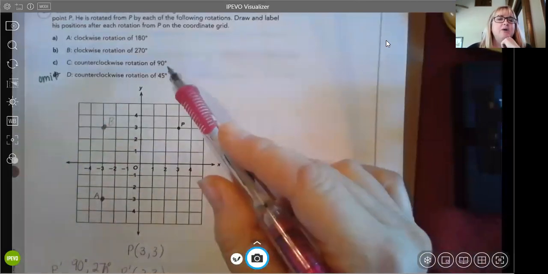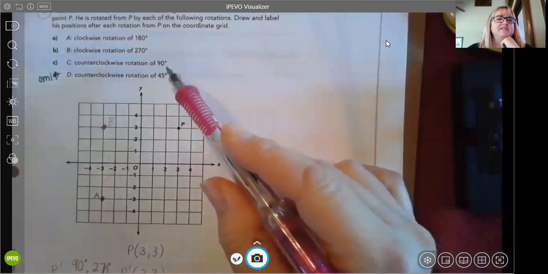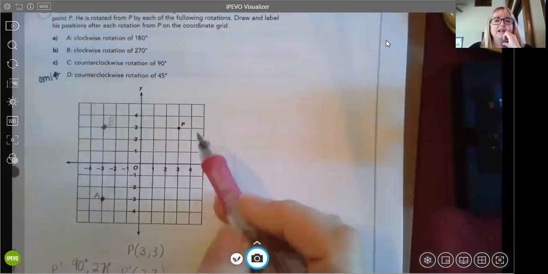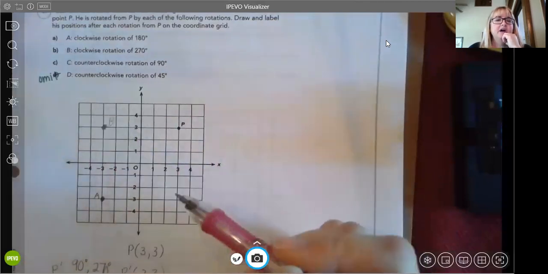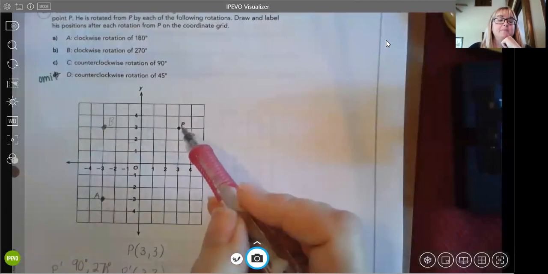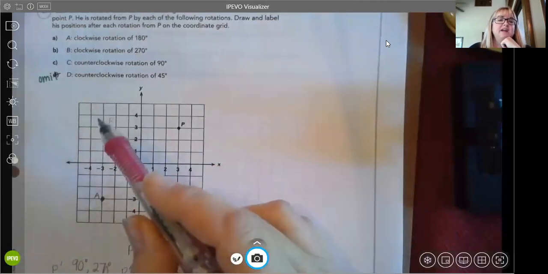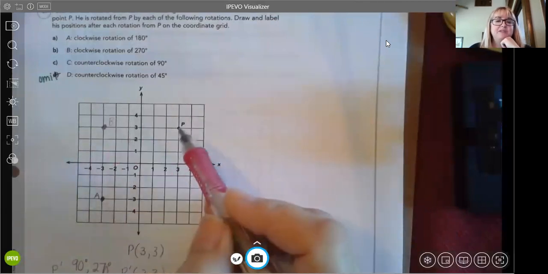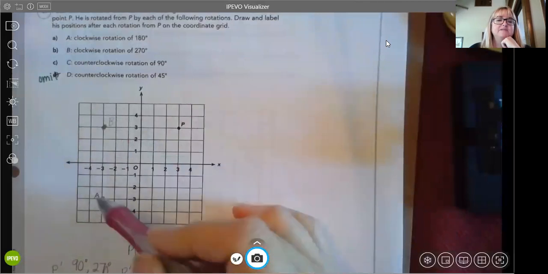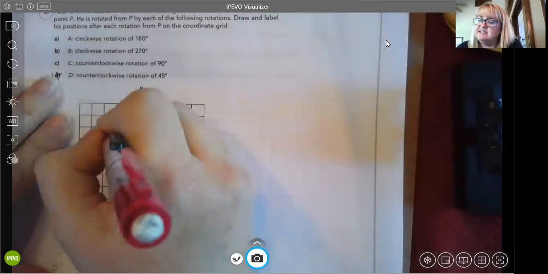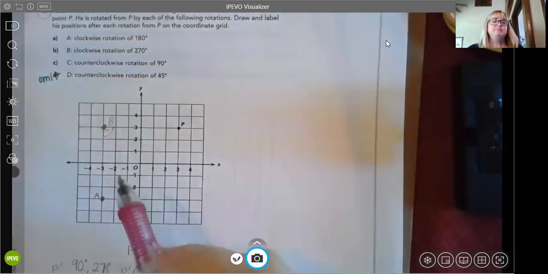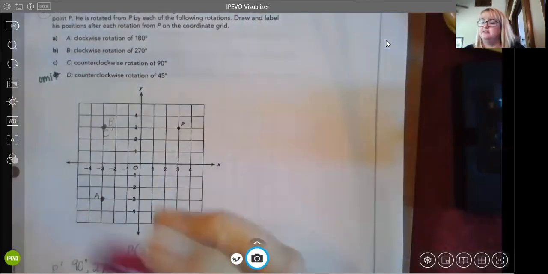C says counterclockwise rotation of 90 degrees. All right, 90 degrees, counterclockwise. We're going this direction. Remember, a counterclockwise rotation of 90 degrees is the same thing as a clockwise rotation of 270. So we're going to call this B and C. This is B and C. That looks like C prime.